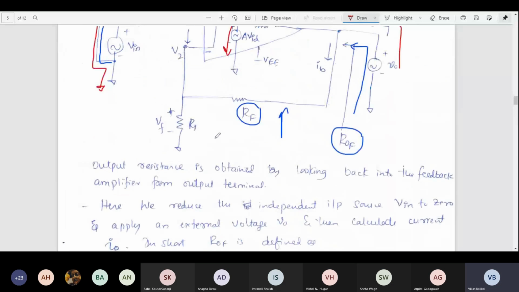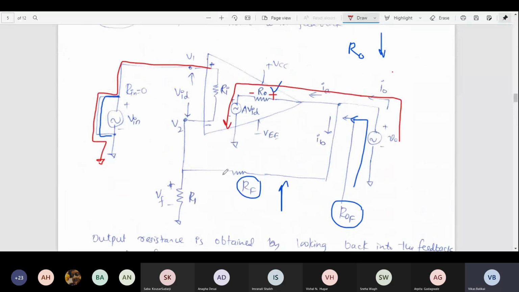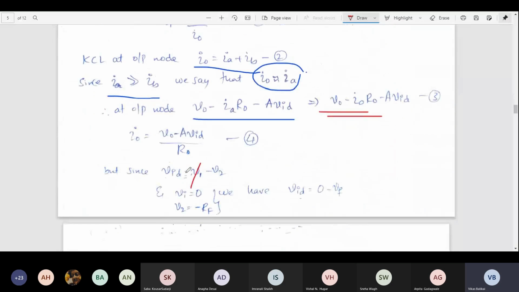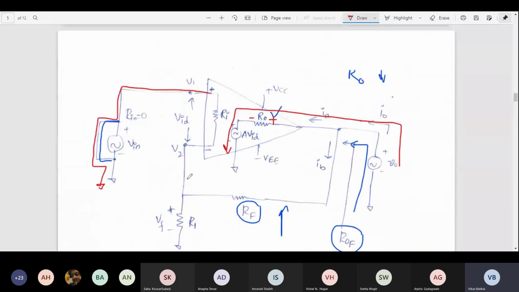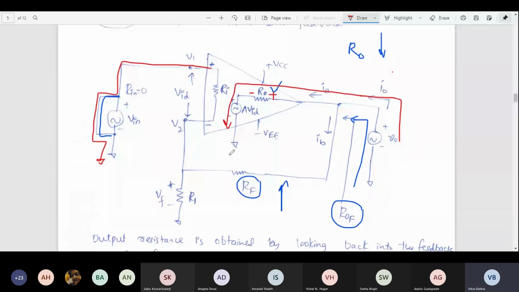And what is V2? V2 comes straight from the feedback. Whatever feedback voltage you are getting is your V2, and V2 is nothing but your VF. If I substitute VF here, the equation becomes VID is equal to 0 minus VF. Finally I obtain the difference input voltage VID equal to minus VF. And how do you find VF? We have already figured out that VF is the voltage across R1.